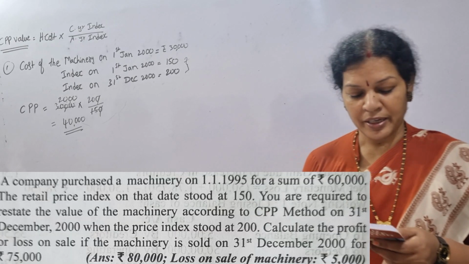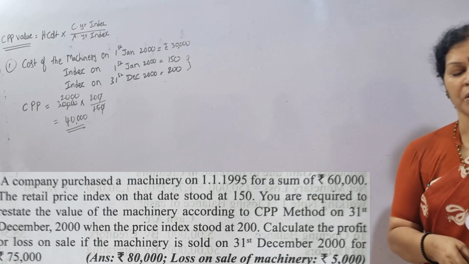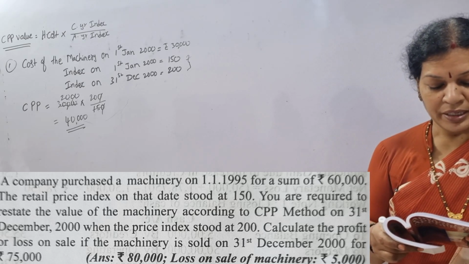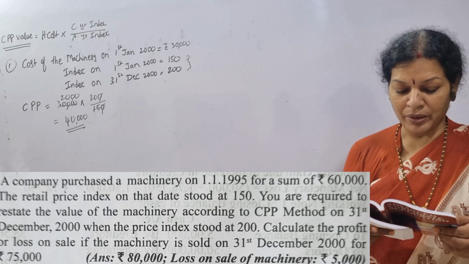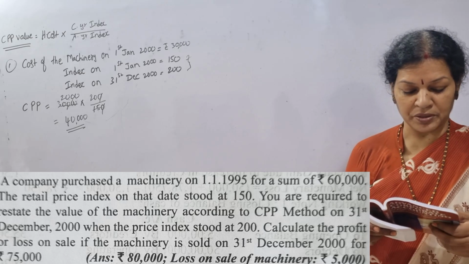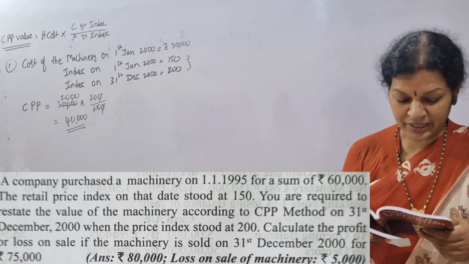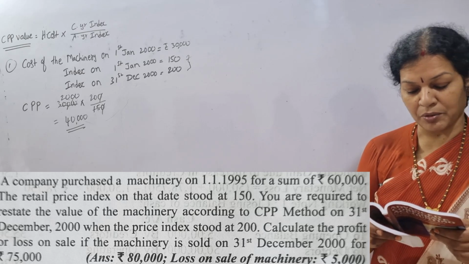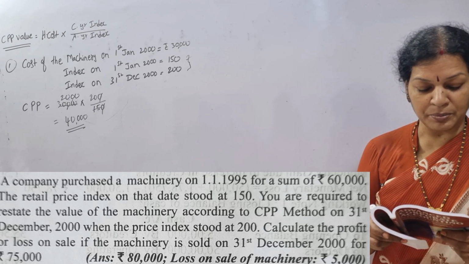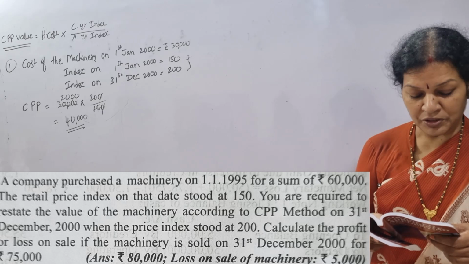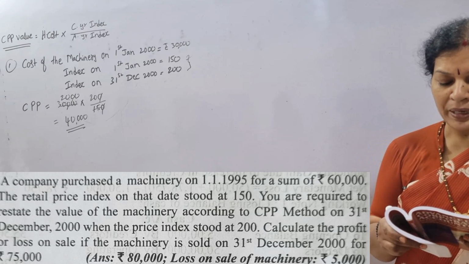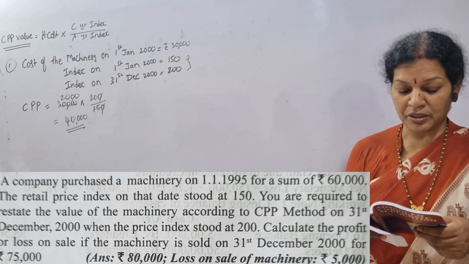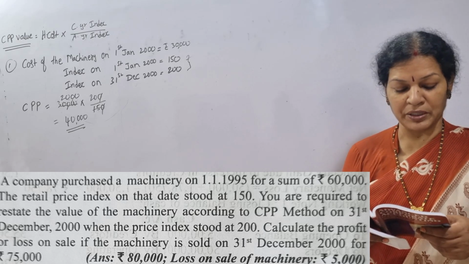The next problem is given on the desktop. You can note it down or write it down. Now let me enter into the problem. A company purchased machinery on 1/1/95 for a sum of 60,000 rupees. The retail price index on that date stood at 150. You are required to restate the value of the machinery according to the CPP method on 31st December 2000, the end of the year, when the price index stood at 200. Calculate the profit or loss on sale if the machinery is sold on 31st December 2000 for 75,000.